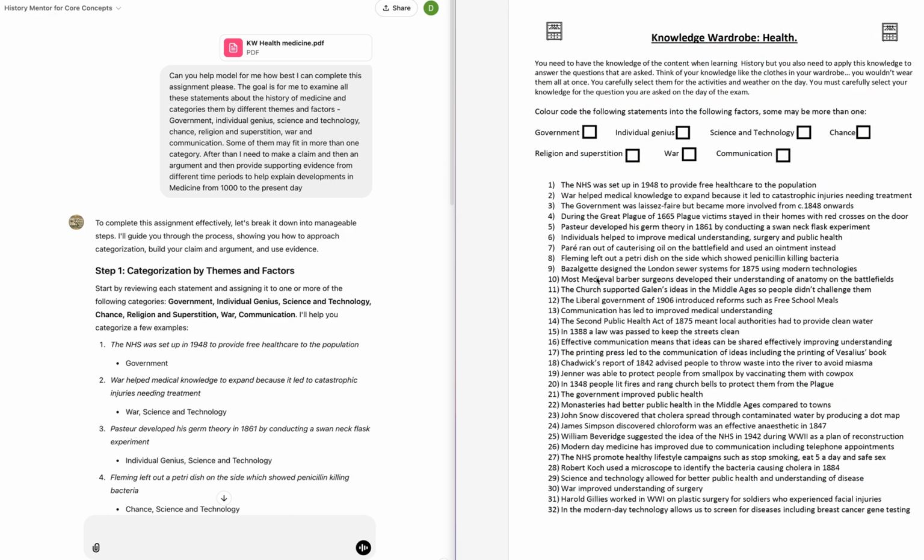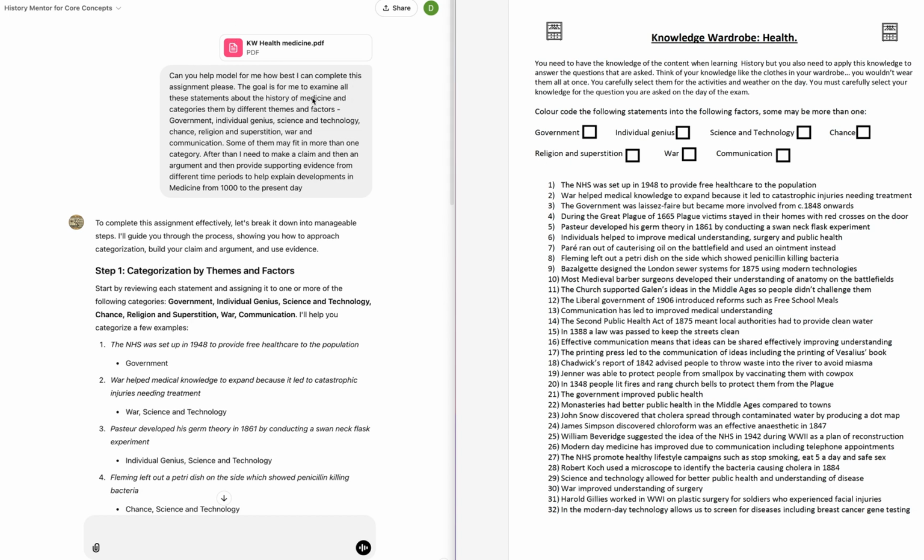So I wanted to kind of have students understand how to play with this, and I wanted to test what ChatGPT could be. So I went to the history mentor for core concepts, which is about significance, causation, chronology, that type of thing. Can you help model for me how best I can complete this assignment, please?